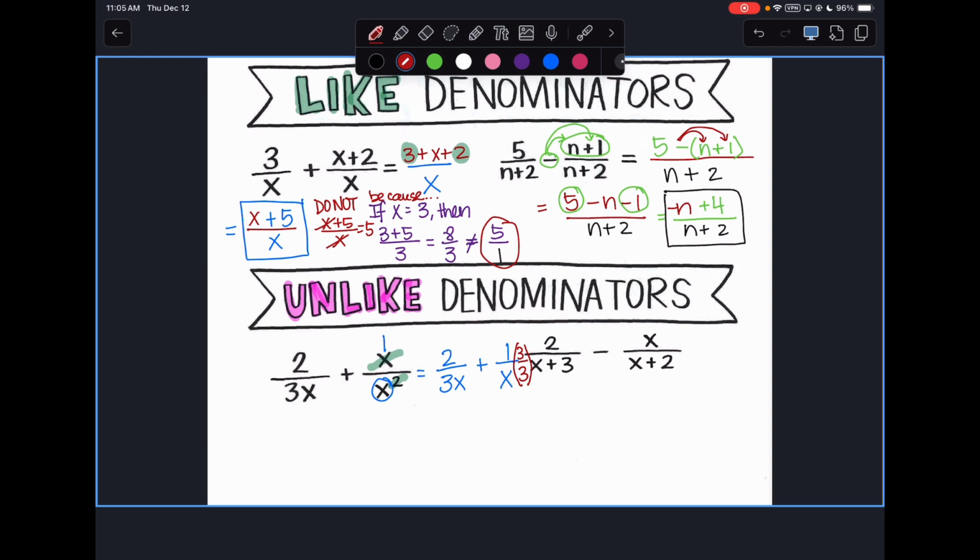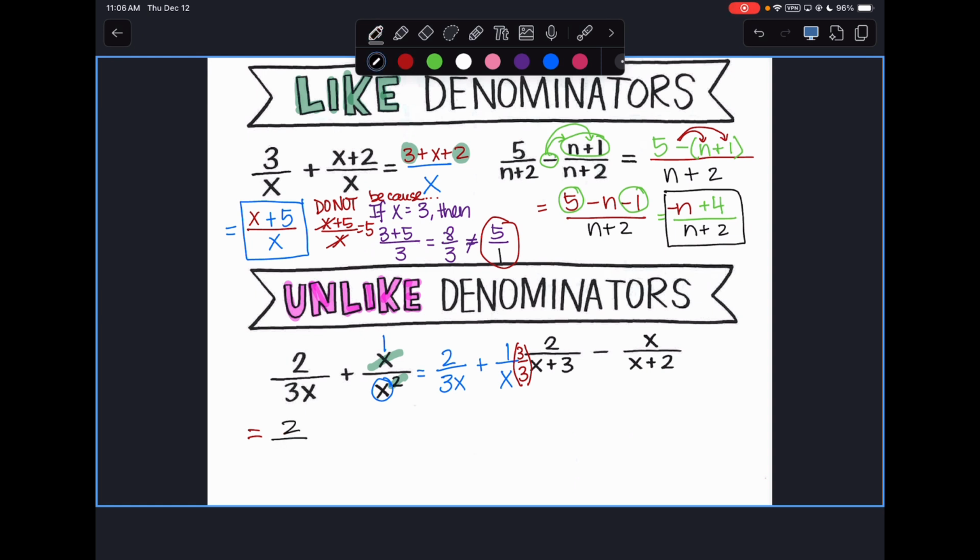We don't want to change the value. If I multiply 1 over x by 1, will I change its value? If I multiply any number by 1, will I change the value? No, that's what I'm trying to get to. I just changed the outfit, the way that 1 over x looks, but I didn't change the value. Does that make sense?